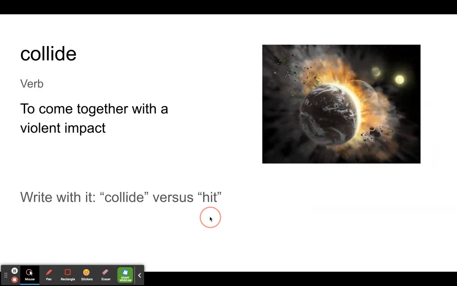When you're writing with it, collide versus hit, like you could say the two planets hit each other, but one thing to be aware of is that one thing can hit another thing. So you can have one planet hit the other. But when you use collide, you need two things colliding. And collide does not collide into one another, they just collide, period. Two planets collided, period. You already have the meaning of hit one another, two things coming together. So don't repeat that phrase afterwards, that they collided into one another. That's already in the meaning of the word.